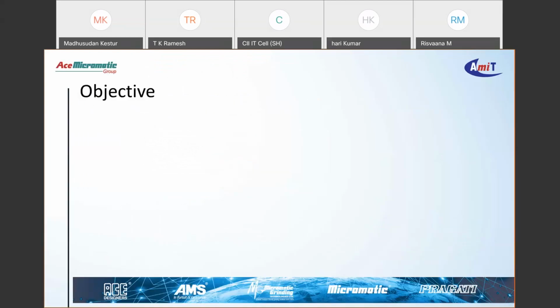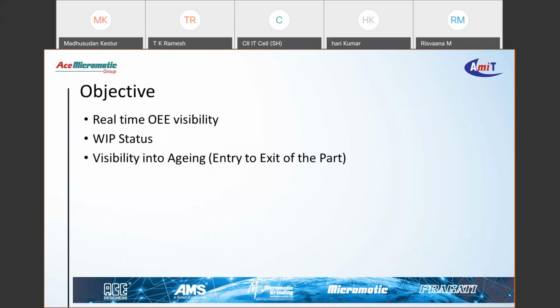One more use case is PK Steels, where the objective was real-time OE visibility, work-in-progress status, and to know the aging of the part, from casting to finished product. PK casting manufactures valves for the oil and gas industry.